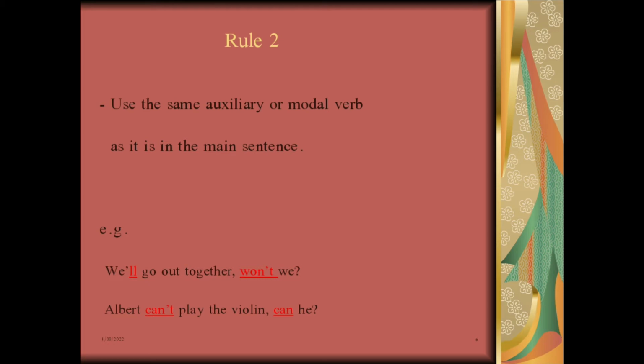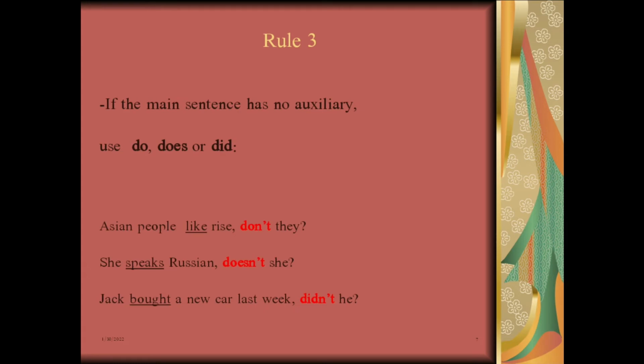The next sentence, Albert can't play the violin. Here, the main sentence, Albert can't play the violin. The subject here, Albert, which means he. And the modal verb can't in the negative. So in the tag question, we have to put it in positive. We will say can, not can't, and put the personal pronoun he. Can he?